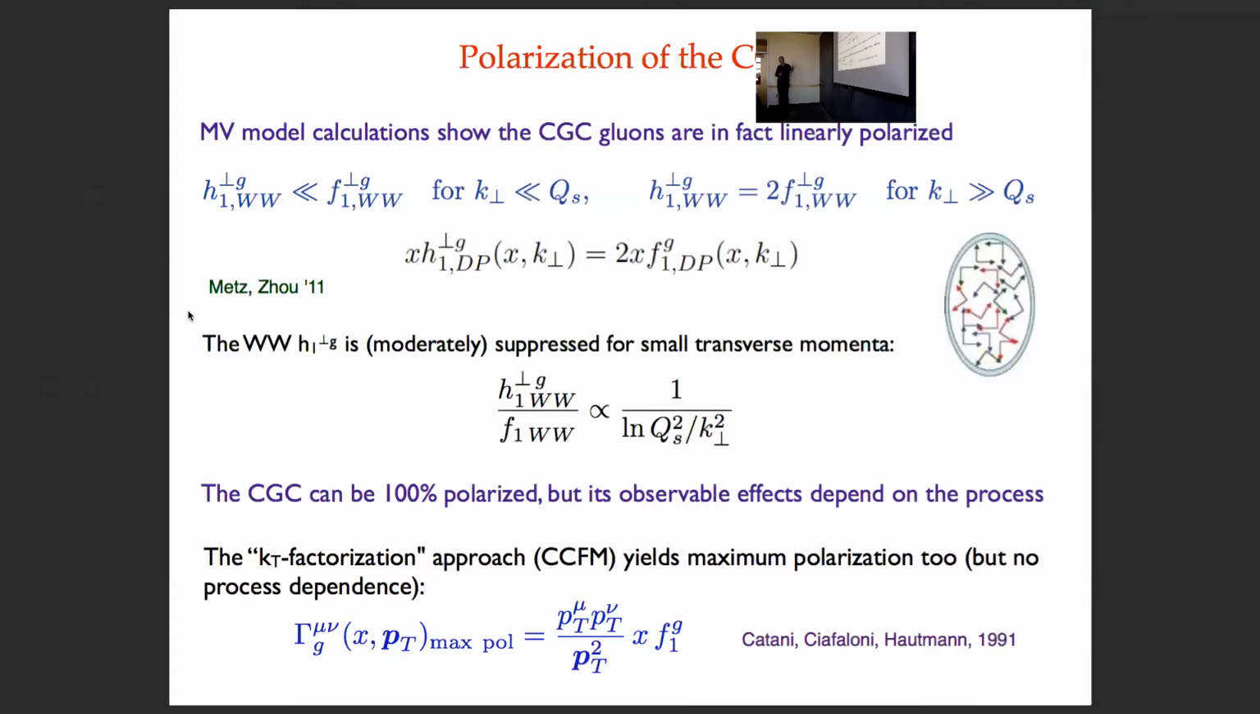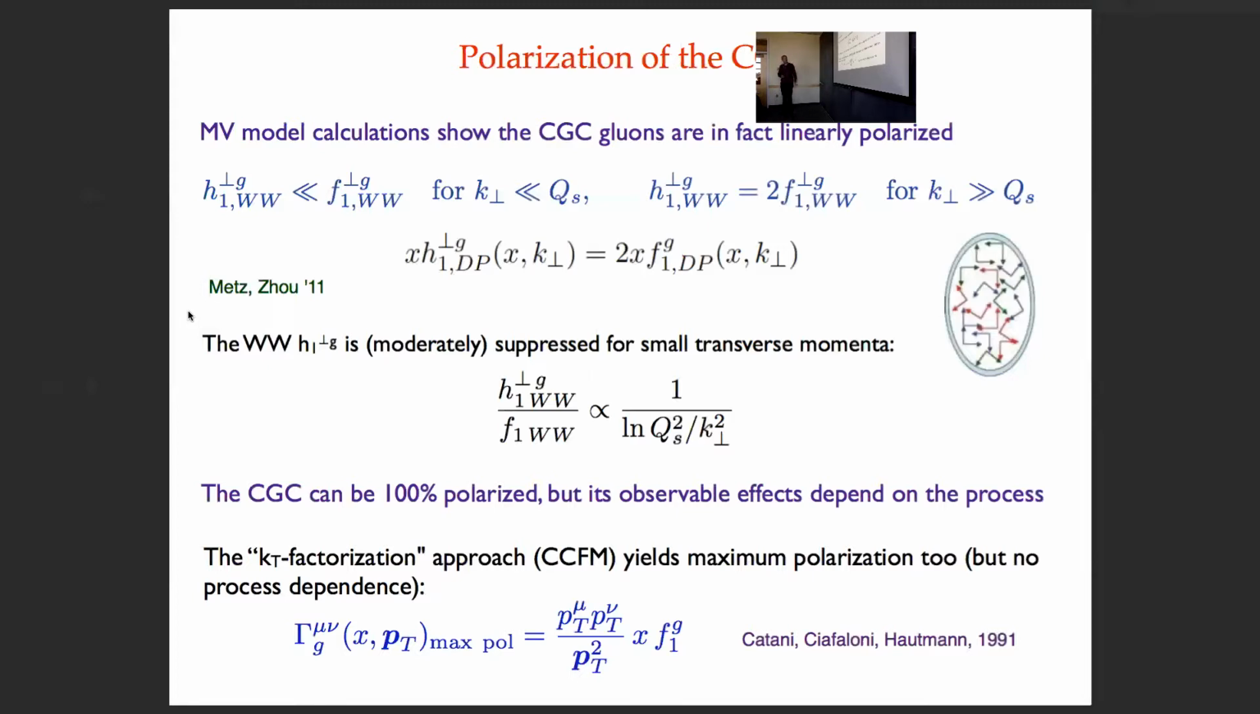Okay. But modulo small x involution. Yeah. So just as a curiosity, in the kT factorization approach, CCFM, etc., they have this all the time. This is maximal gluon polarization. They just never said it, because they are just working in the linear regime.